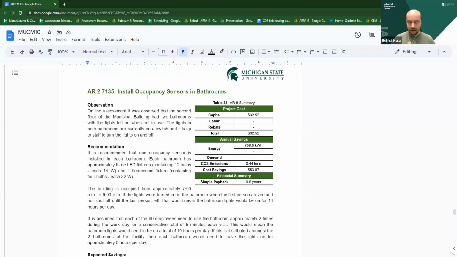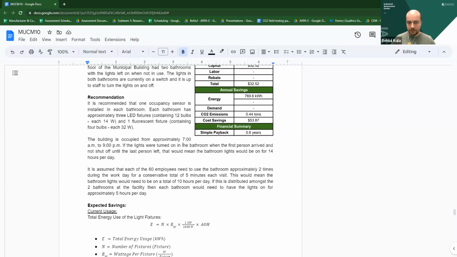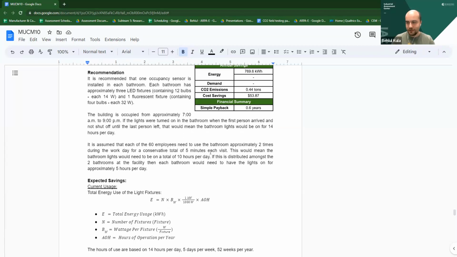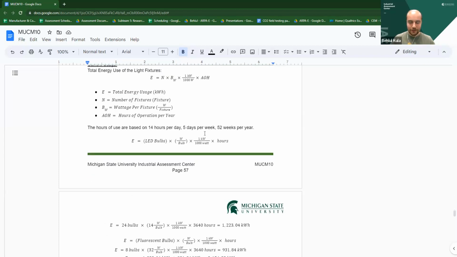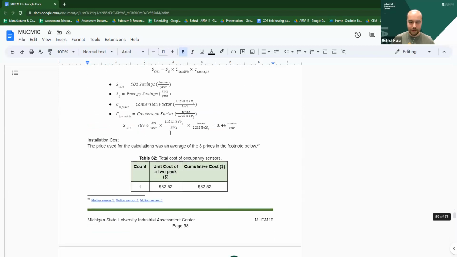And there's one location without occupancy sensors in general: the bathrooms on the 2nd floor of the municipal building. You can simply install occupancy sensors for these areas and save around $50. Here we made some assumptions about how many hours these bathrooms will be used. We just assumed 60 employees will use it for 5 minutes, etc. It could be higher than this, but it depends on the usage frequency of the bathrooms.